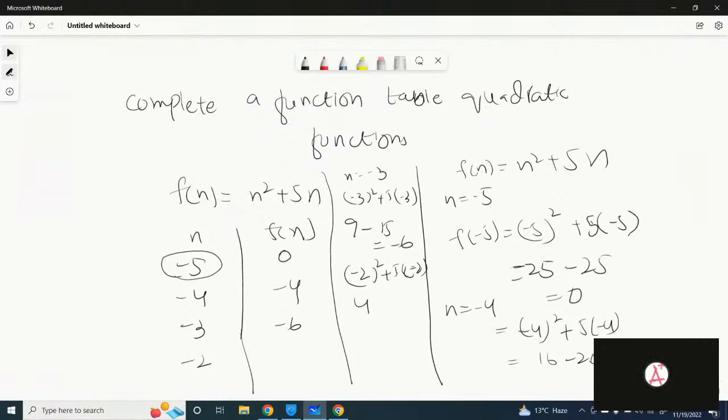Negative 2 square is 4, and 5 times negative 2 is negative 10. So 4 minus 10 is negative 6. Okay, oh, it's again negative 6. Got it? That's how you have to complete the tables.